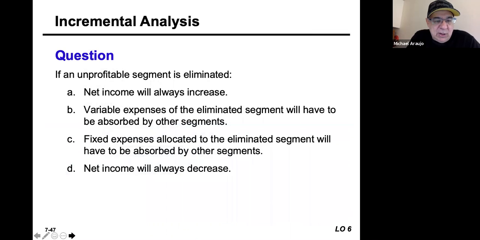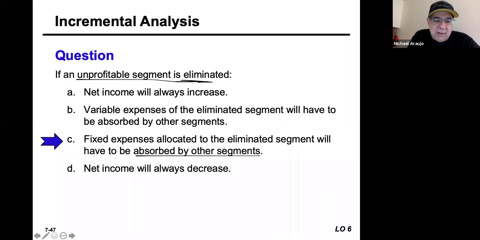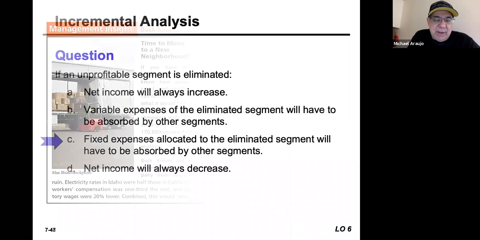All right. So again, the only thing we need to know here in the case of an unprofitable segment, if it's going to be eliminated, just understand that those fixed expenses will be absorbed in other ways. They don't totally go away. Even if they're reduced, they don't totally go away. And so that's something that has to happen.